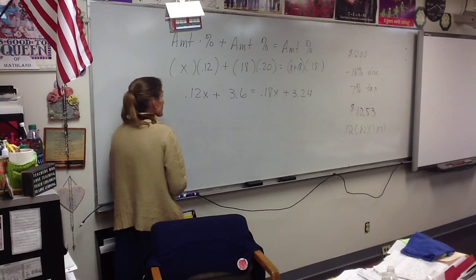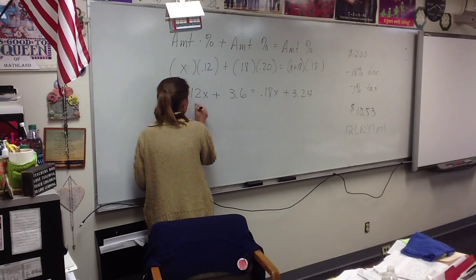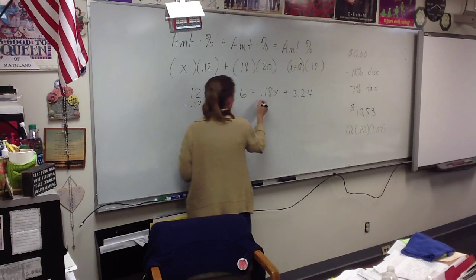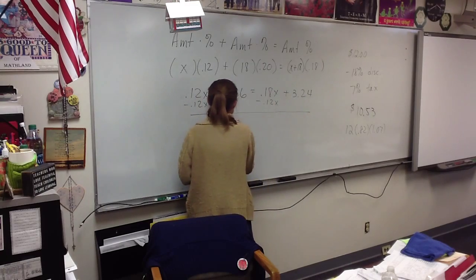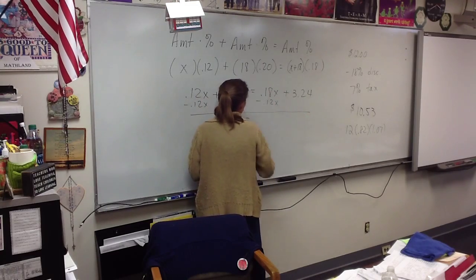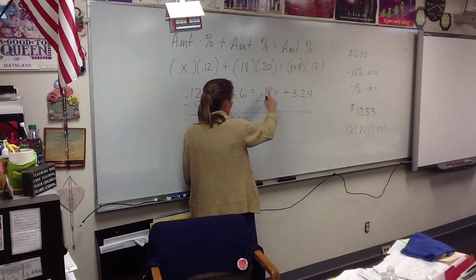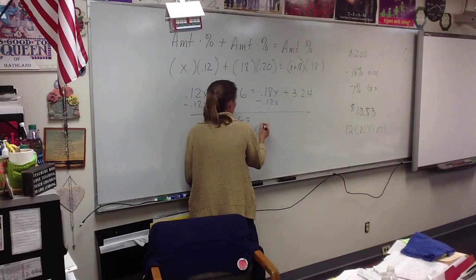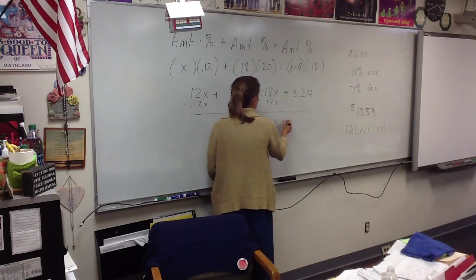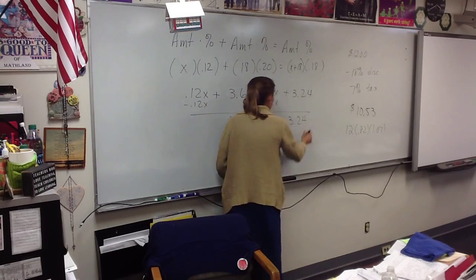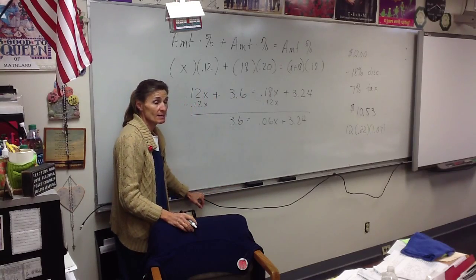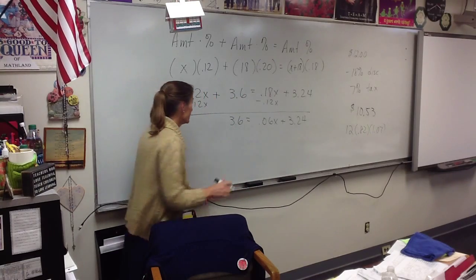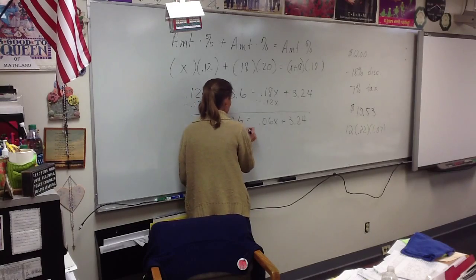So let's solve it like a regular equation. So let's see, I'll subtract 0.12. Oh, be careful here. What do I get when I take 0.18 minus 0.12? 0.06. Yeah. You might want to let your calculator help you with that because it's easy to make mistakes with these decimals. Now we'll subtract 3.24.